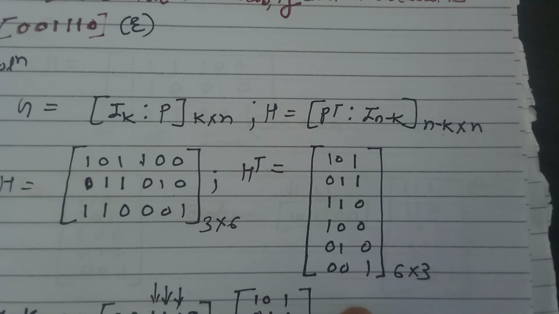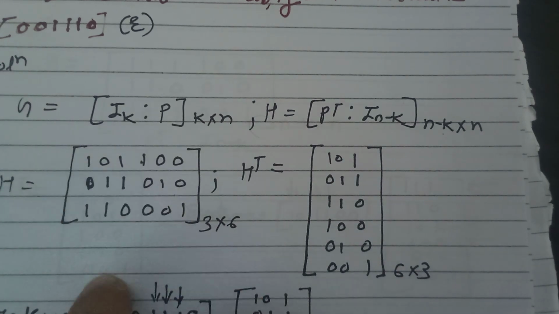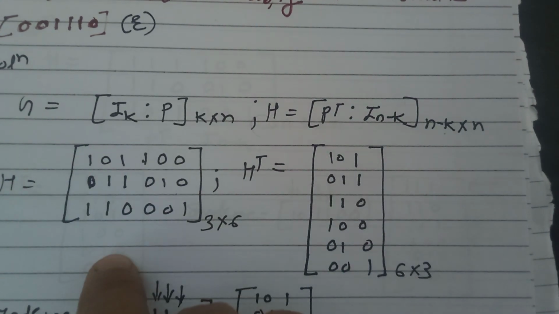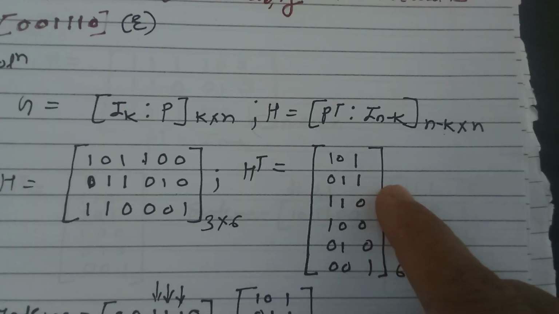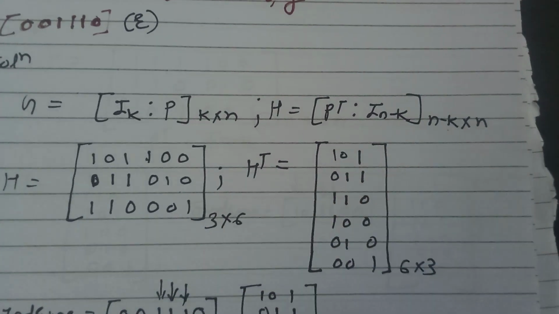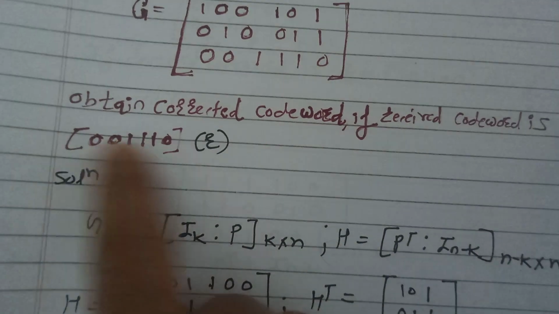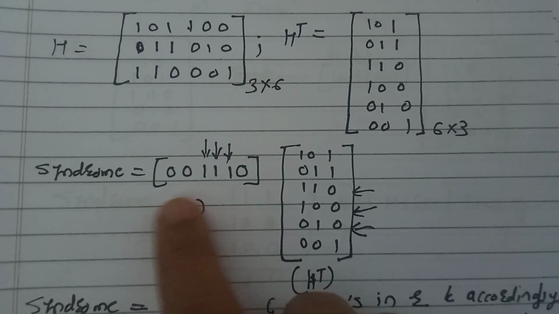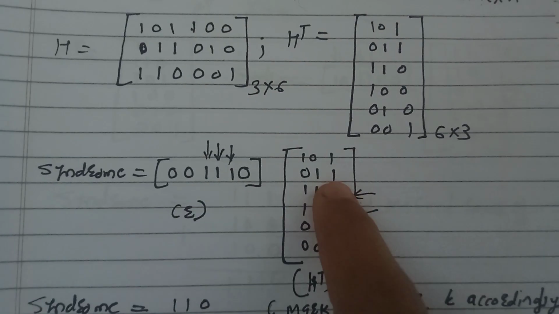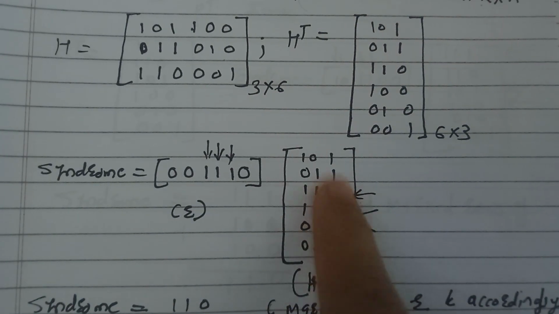After that you have to form the H^T. H^T is 101, 011, 110, 100, 010, 001: each column made into a row. You know how to form the H^T. After that the received code word is there. So this is your received code word, and you have to multiply it with this H^T to get the syndrome.